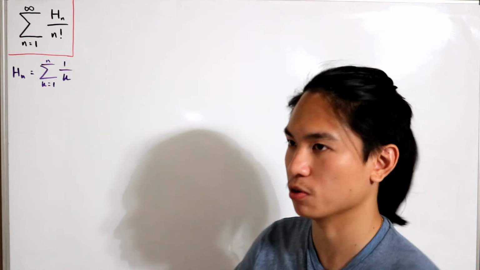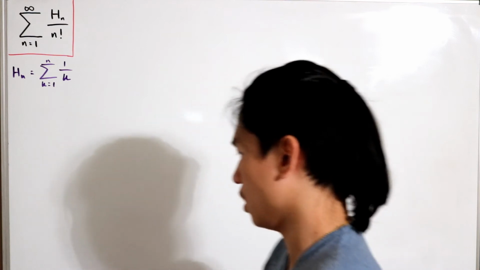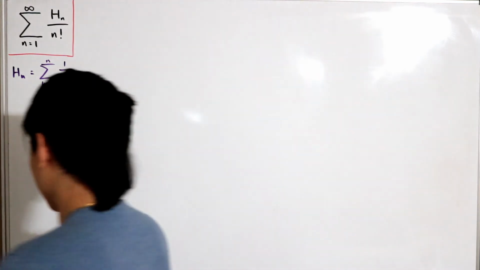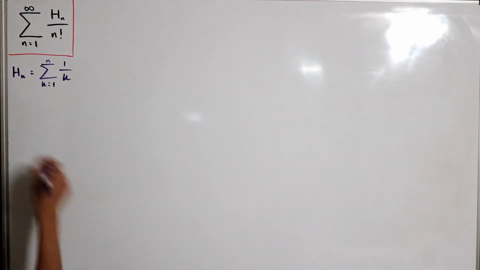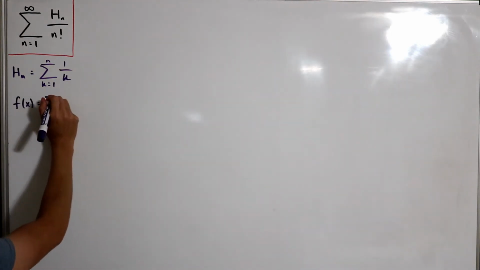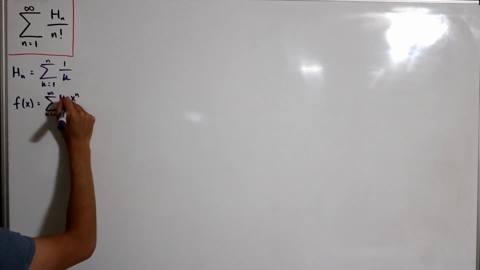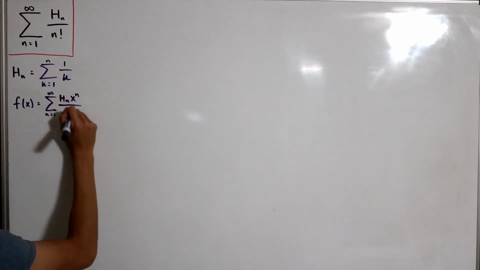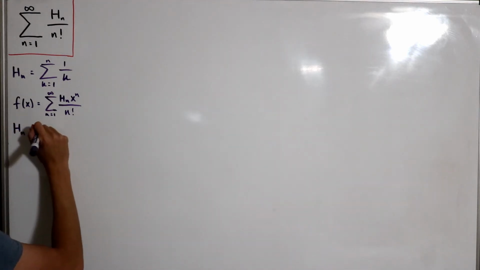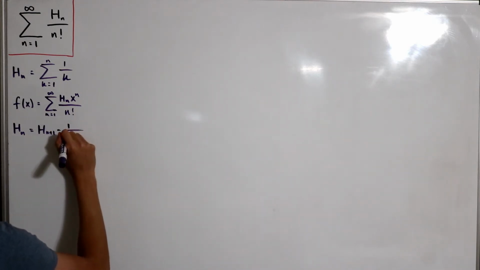So since we have an n factorial, things are going to be completely different in terms of trying to evaluate this infinite sum. So what I'm going to start out by doing from here is to consider our generating function f of x, and we're going to let that be defined as the infinite sum with H sub n multiplied with x to the power n, and then divided by n factorial. We're also going to use the following recursive relation, that H sub n is actually equal to H sub n plus 1, subtracted by 1 divided by n plus 1.